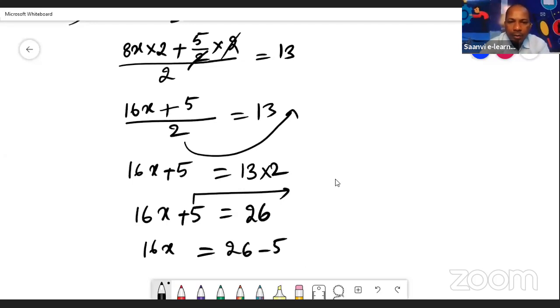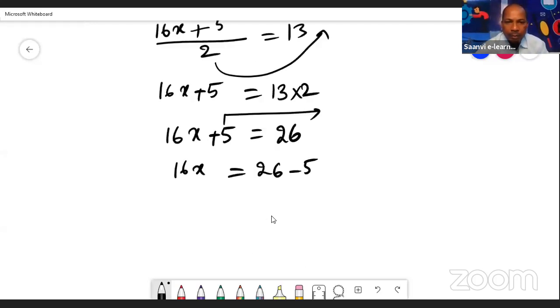Why? Because we need only the x value. So one by one, term by term, we are sending to the other side. So 16x is equal to 26 minus 5, which is 21.